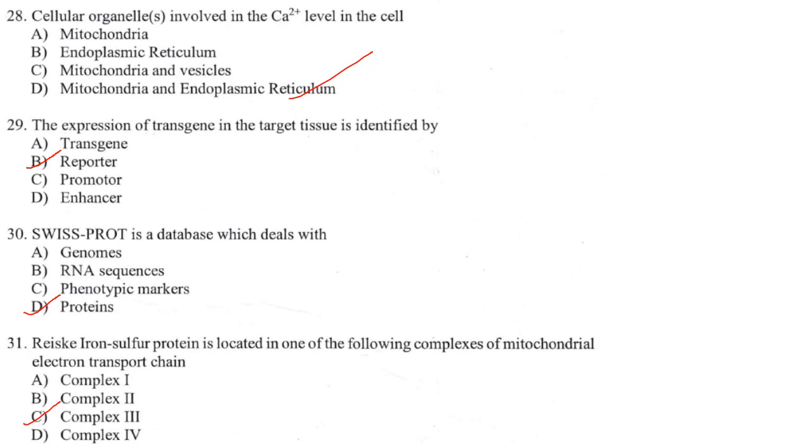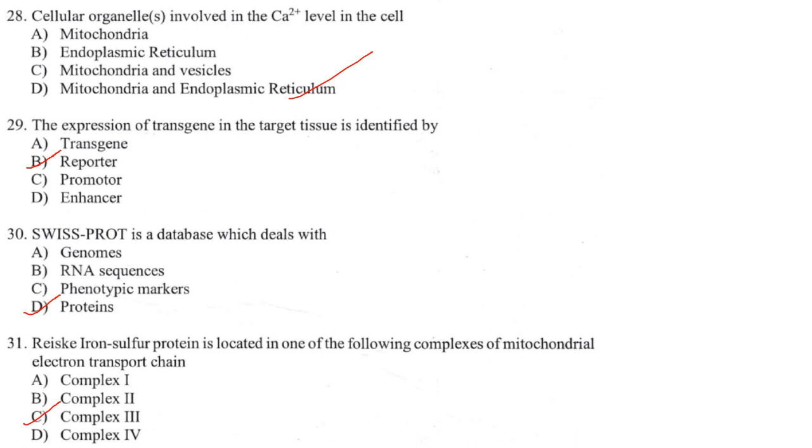So answer here is option B. Then Swissport, it is a database which deals with proteins. Answer is option D. Then Rieske iron sulfur protein is located in one of the following complexes of mitochondrial electron transport chain. So it is located in complex 3.